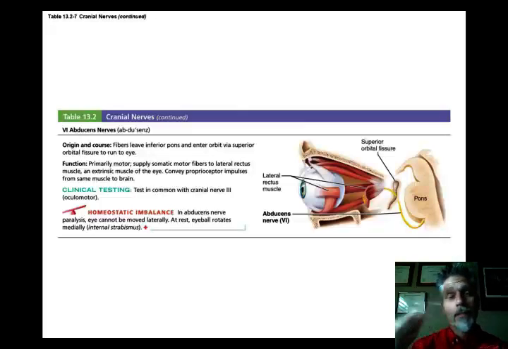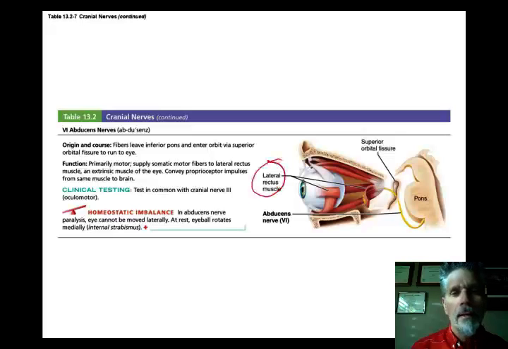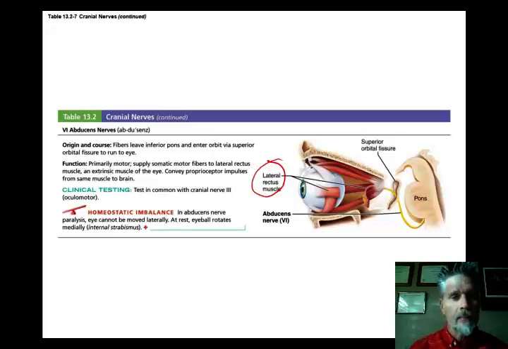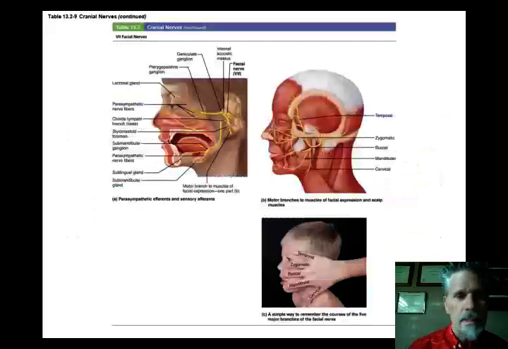Abducens. This is another weird one. There are 6 extrinsic eye muscles. And now what are we looking at? One cranial nerve that tells that lateral rectus muscle out here on the sides when to contract, when to pull the eye to the side. So that is the abducens. That's number 6.